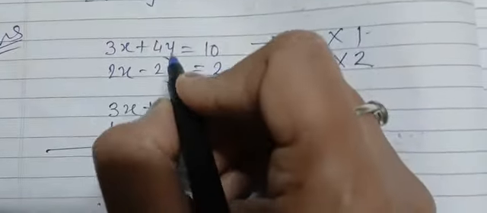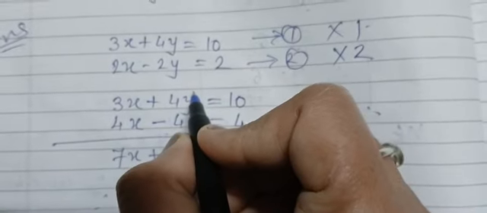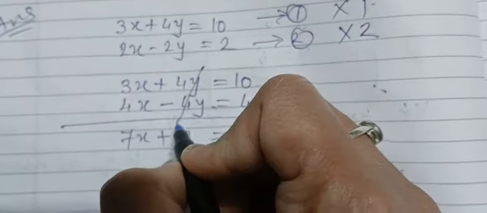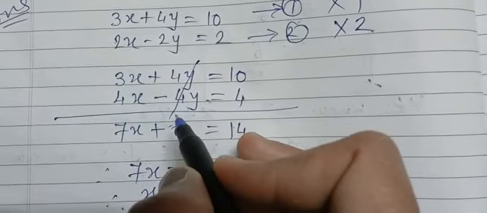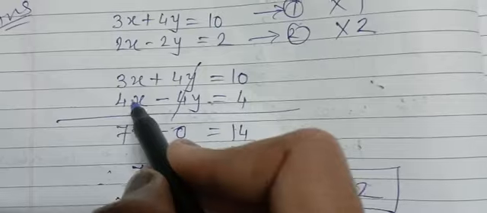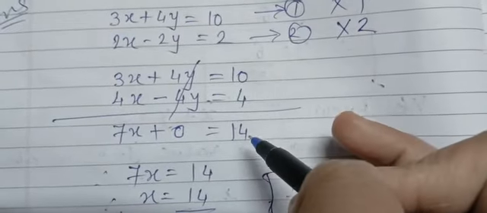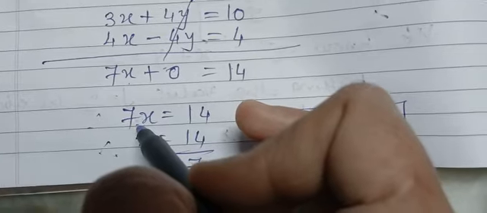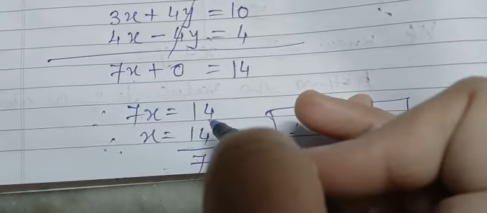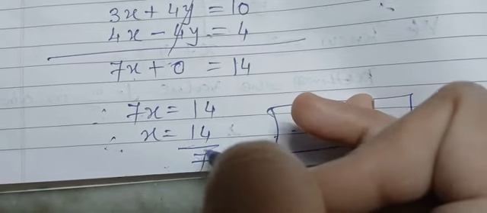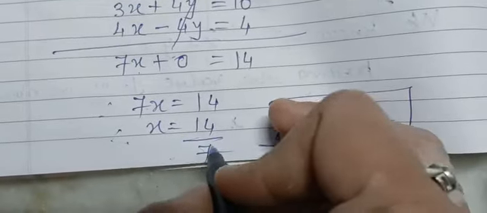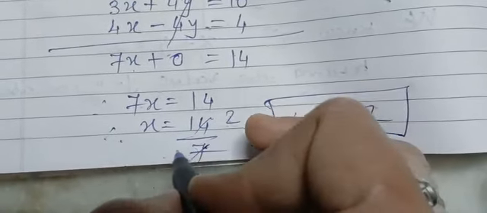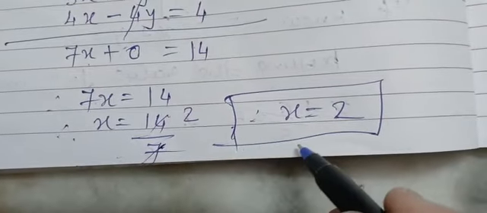So I can directly add the equations and cancel the y terms. Plus 4y minus 4y is 0, and 3 plus 4 is 7x. 10 plus 4 is 14. So 7x is equal to 14, and x is equal to 14 by 7. Since 7 is multiplied with x, it goes to the other side of the equal sign and becomes a denominator. So x is equal to 14 by 7. We know 7 twos are 14. Therefore x is equal to 2.